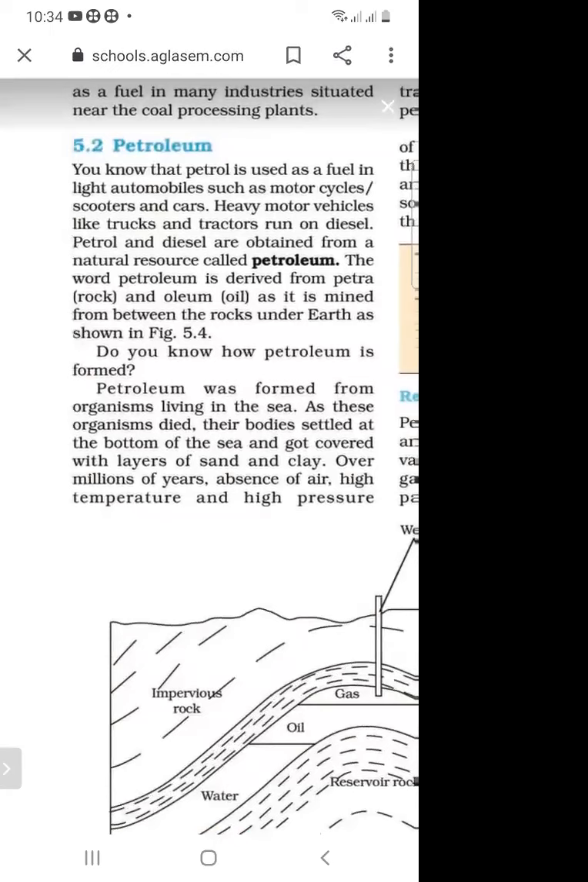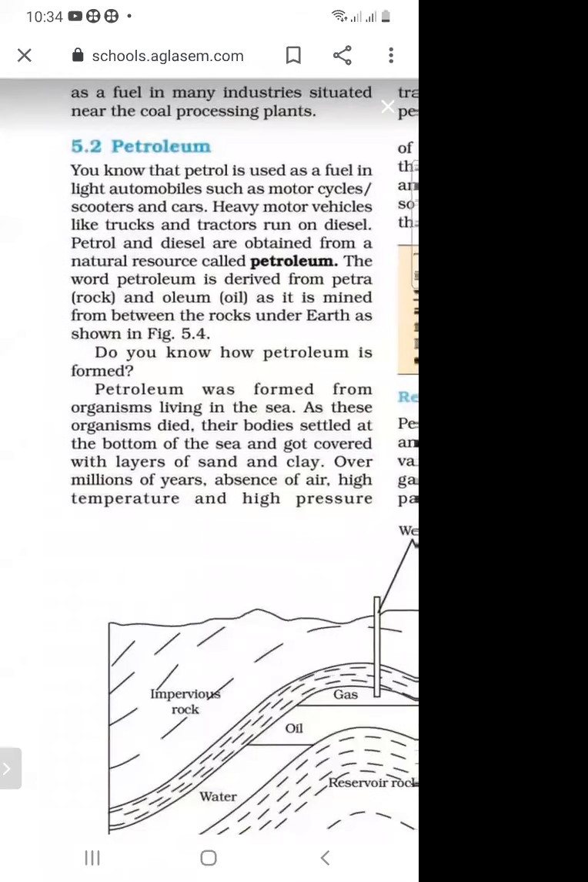So what do you mean by petroleum and where do we use petrol? Petrol is used for running automobiles like motorcycles, and for running heavy vehicles we use diesel. And petrol and diesel are obtained from petroleum.